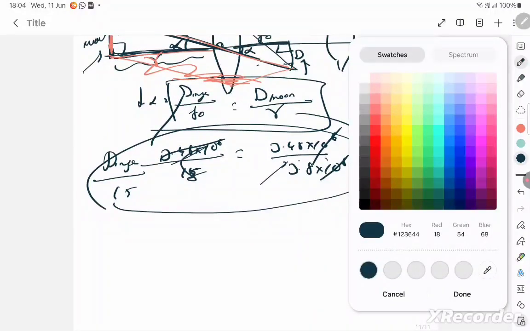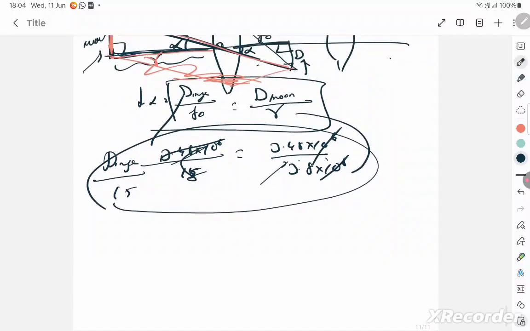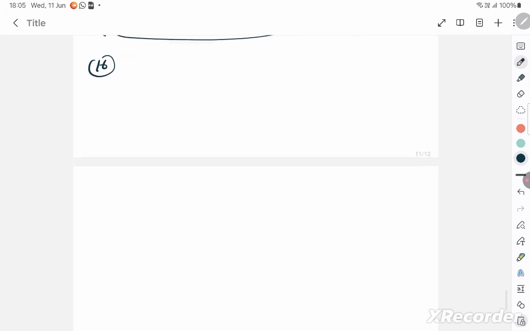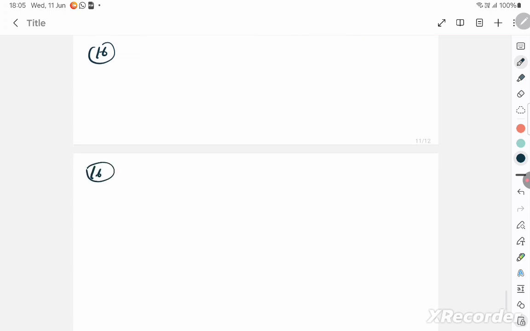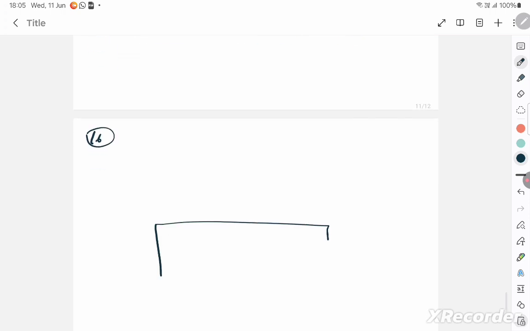The next question is also omitted. So the 16th question is there. A small pin fixed on the tabletop is viewed from above from a distance of 50 centimeter. By what distance would the pin appear to be raised?